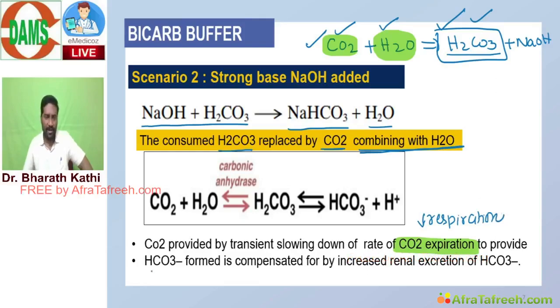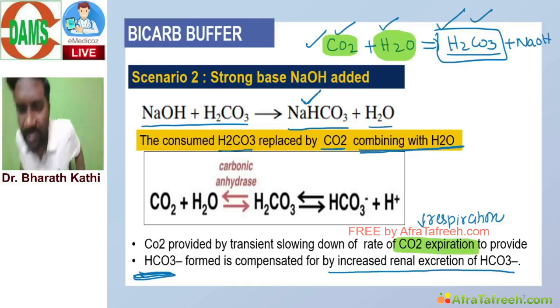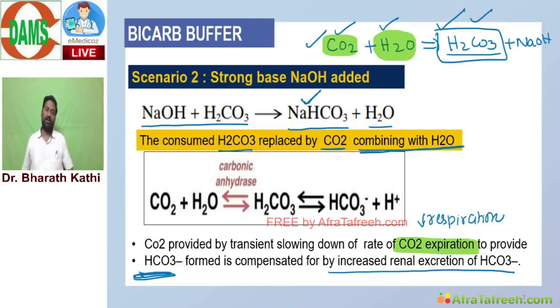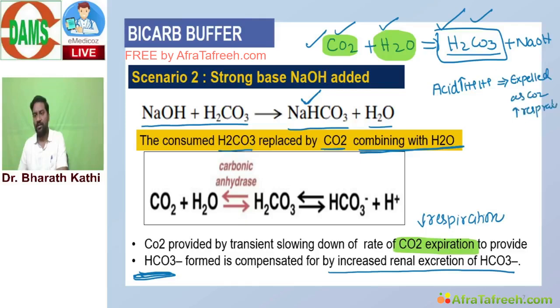Now in this equation, ultimately whatever bicarbonate is formed, here also you will be having bicarbonate, sodium bicarbonate. It is compensated by increased renal excretion of bicarbonate. All this bicarbonate which has been formed can be excreted out by your kidney. In simple words, whenever acid is added, whenever there is increased H plus in your body, this will be expelled as CO2. Here there will be increased respiratory rate.